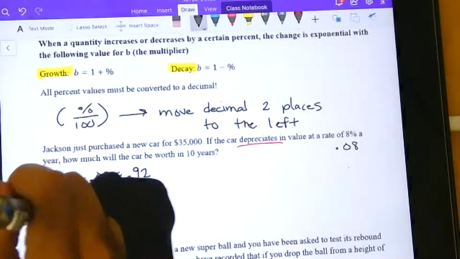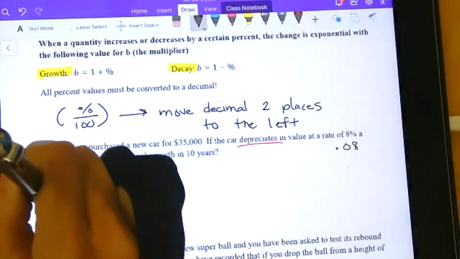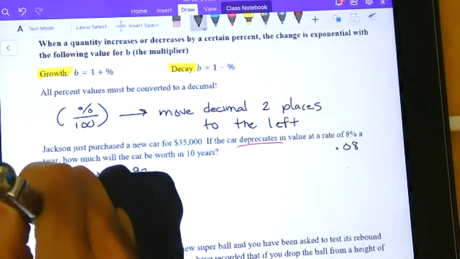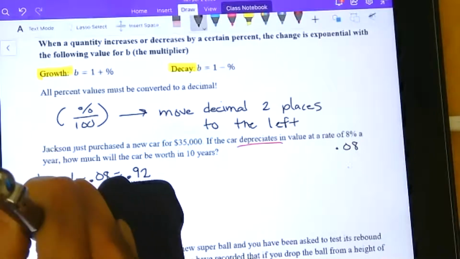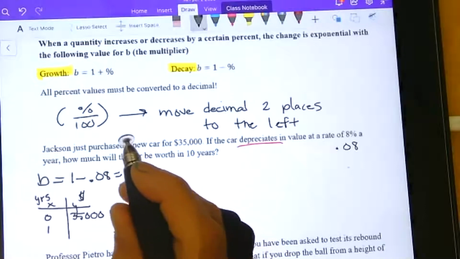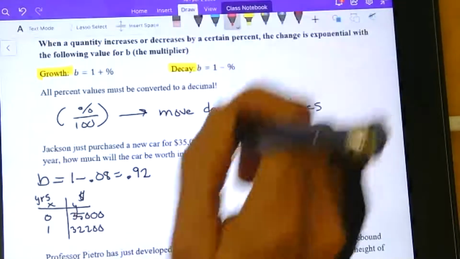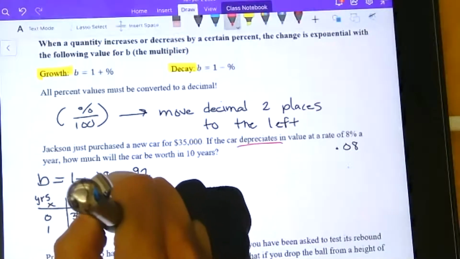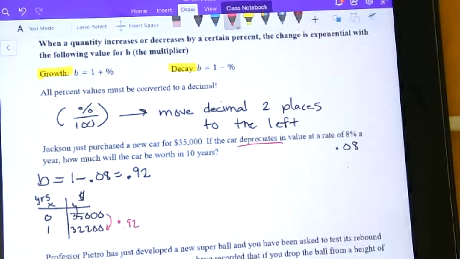A table is not needed here, but if you wanted to do a table, we'd have X and Y, and this would be years, and this would be the value of the car. When he drives it off the lot, it's worth $35,000. 1 year later, we multiply by 0.92, and his car is now worth $32,200. How I figured that out is right here: I multiplied by 0.92. So just multiply by 0.92 and you can figure out the value for the next year and the next year and the next year.